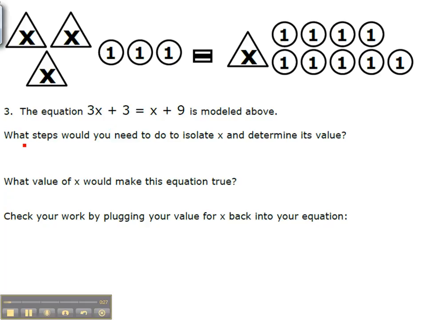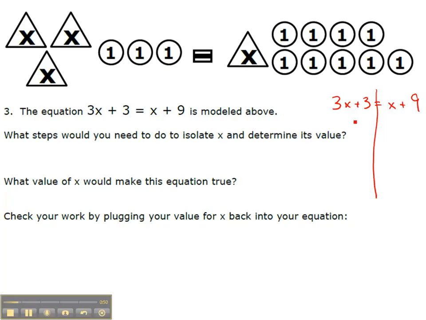The first question asks us, what steps would you need to do to isolate x and determine its value? Well, we have x's on both sides of the equation, so I'm going to do this on the right side here with the equation as well as showing it on the model. 3x plus 3 equals x plus 9.